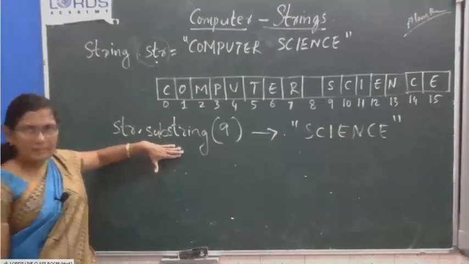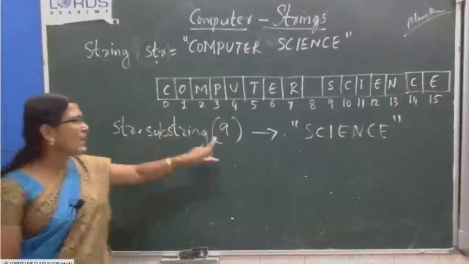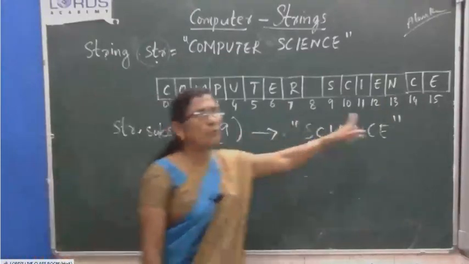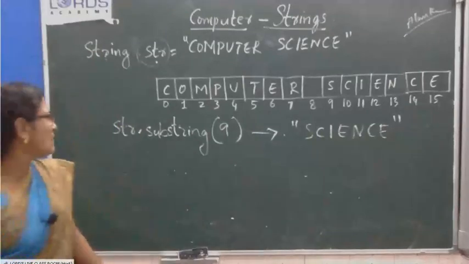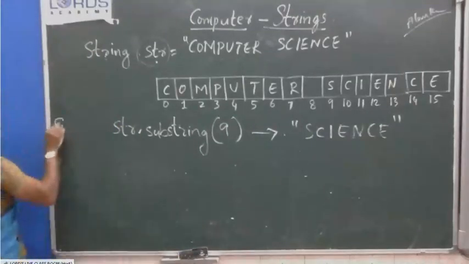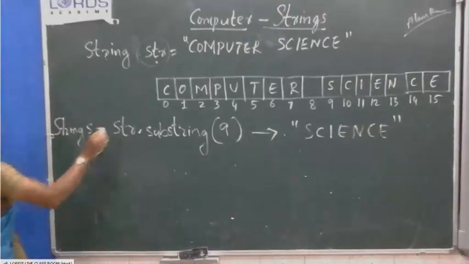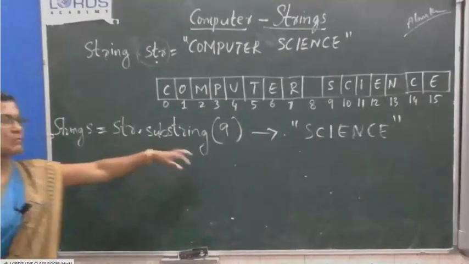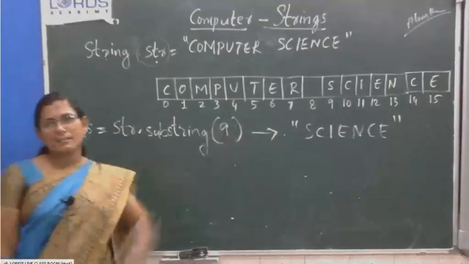If only one index number is specified, the substring method will extract all the characters from the specified index onwards from the string. You will be able to store it in another string type variable, say String s equal to str.substring(9). So, in s what will be stored? The word science will be stored.